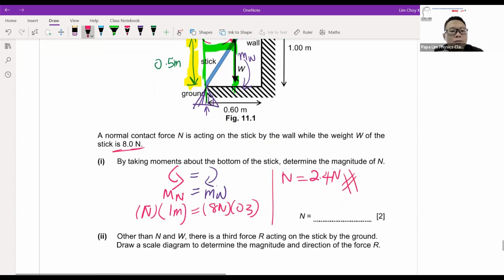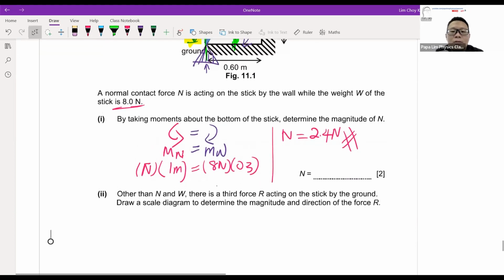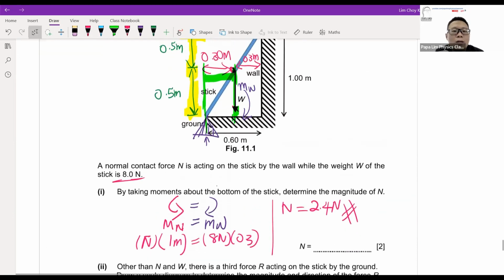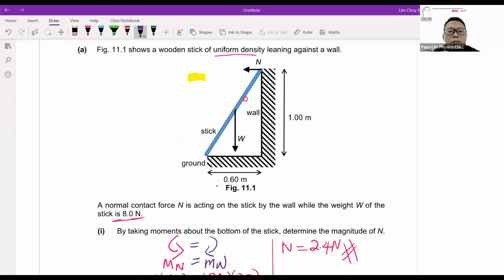Now, part 2. Other than N and W, there's a third force acting on the stick by the ground. At one look, you'll know that there's a third force, which means there's friction from the ground. So the force will actually be this way, to prevent the stick from sliding down. Just take note of it.